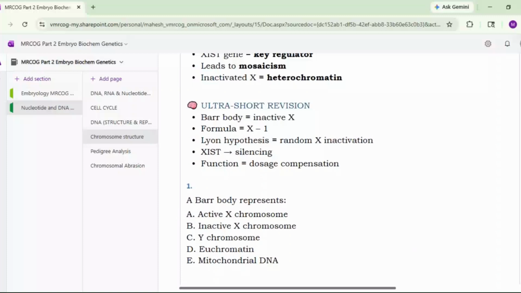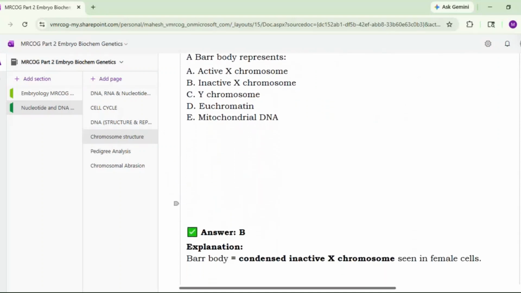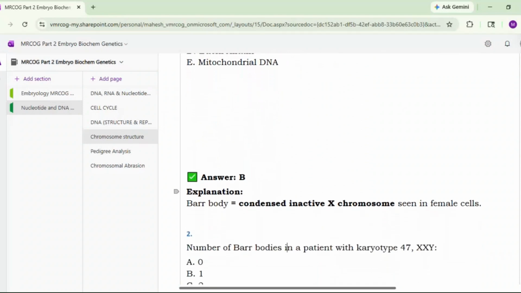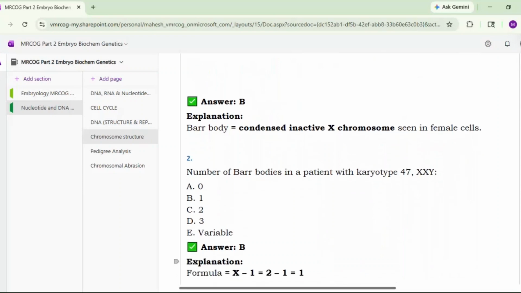Yes, sir. Yeah, please go ahead. Barr body represents: active X chromosome, inactive X chromosome, Y chromosome, euchromatin, mitochondrial DNA. Sir, option is B, inactive X chromosome. Yes, the Barr body is the inactive X chromosome. That is the condensed inactive X chromosome seen in female cells. We have just seen that. Next. Number of Barr bodies in a patient with karyotype 47 XXY is X minus 1, sir, 1 Barr body. Yeah, because there are two X here.